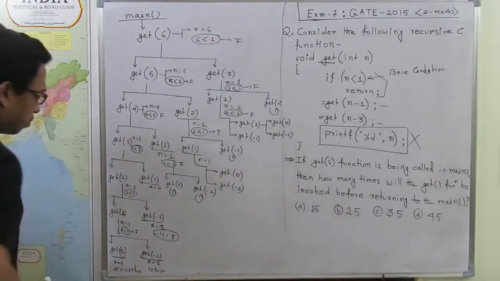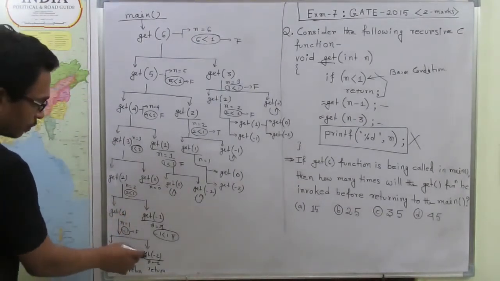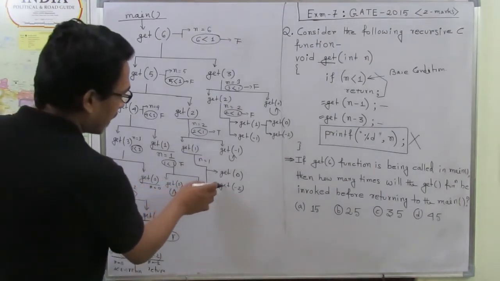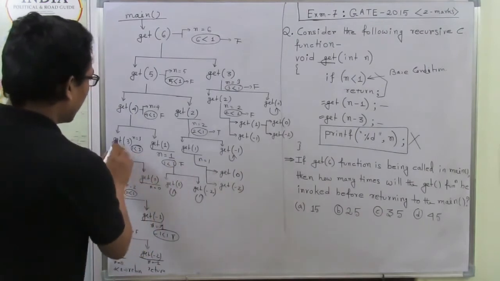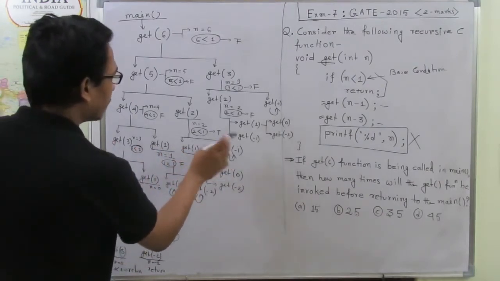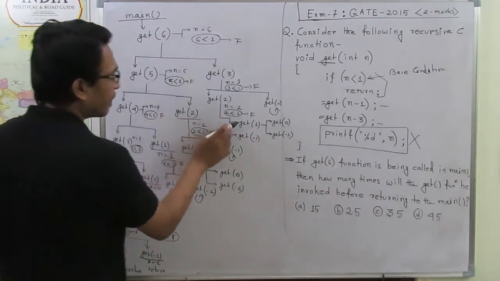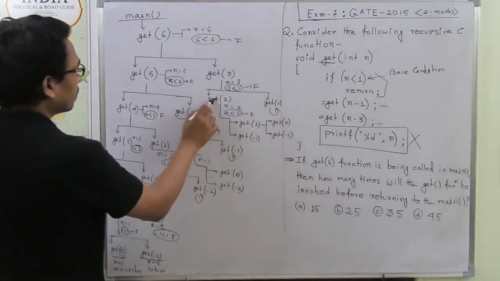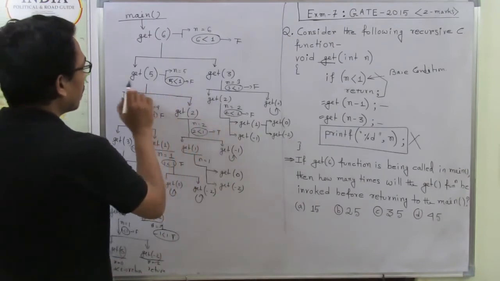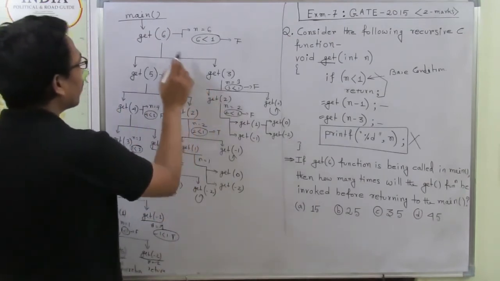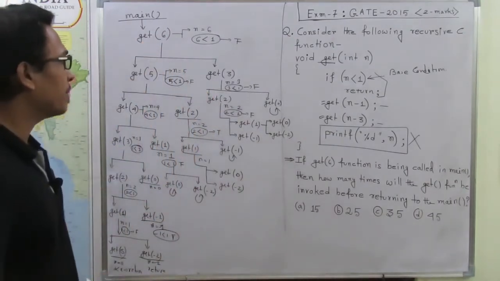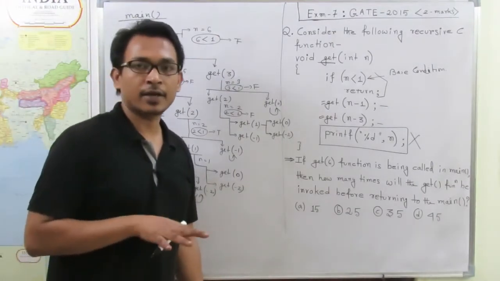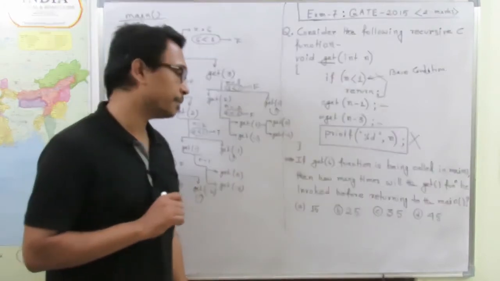Now, 1 2 3 4 5 6 7 8 9 10 11 12 13 14 15 16 17 18 19 20, 21 22, 23 24 25. Total how many times it was called? Total 25 times it was encountered. Clear?